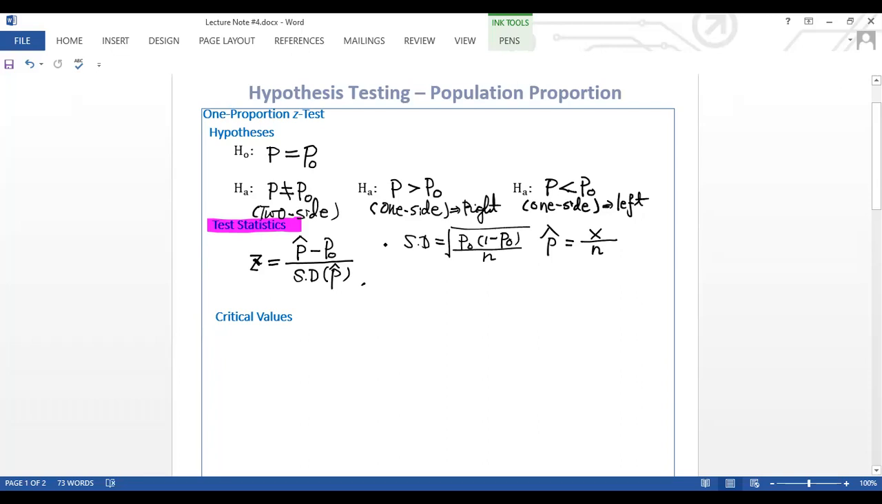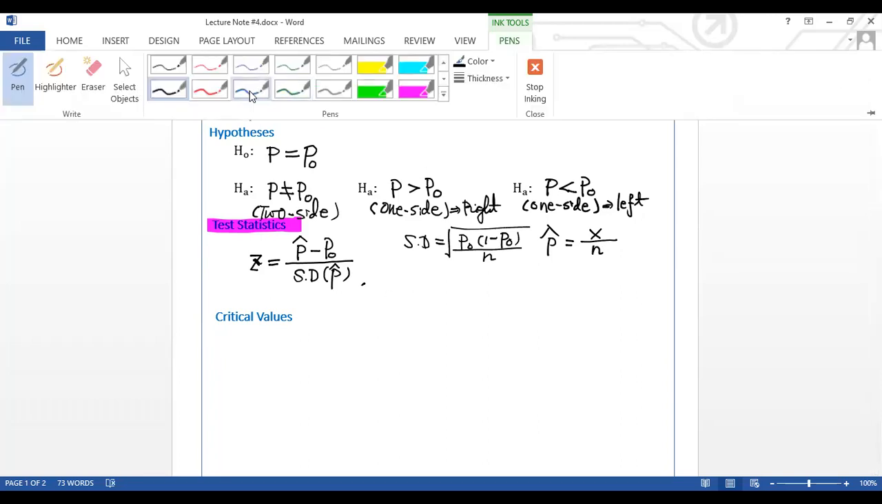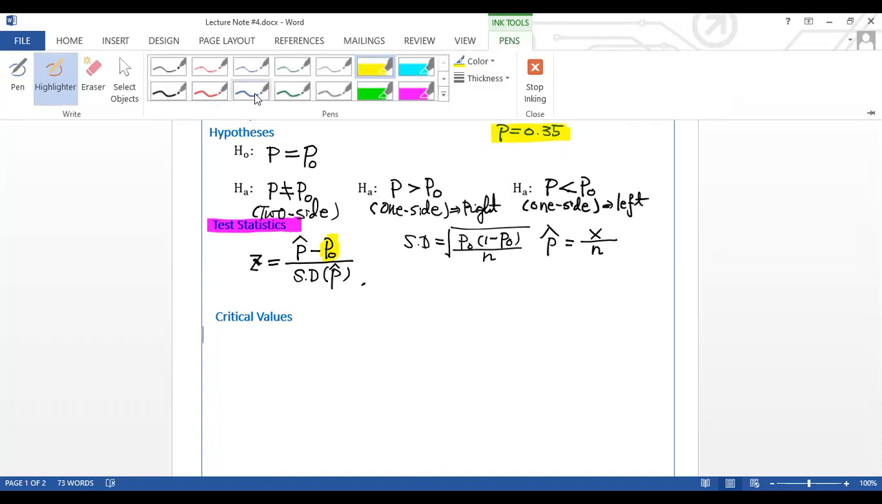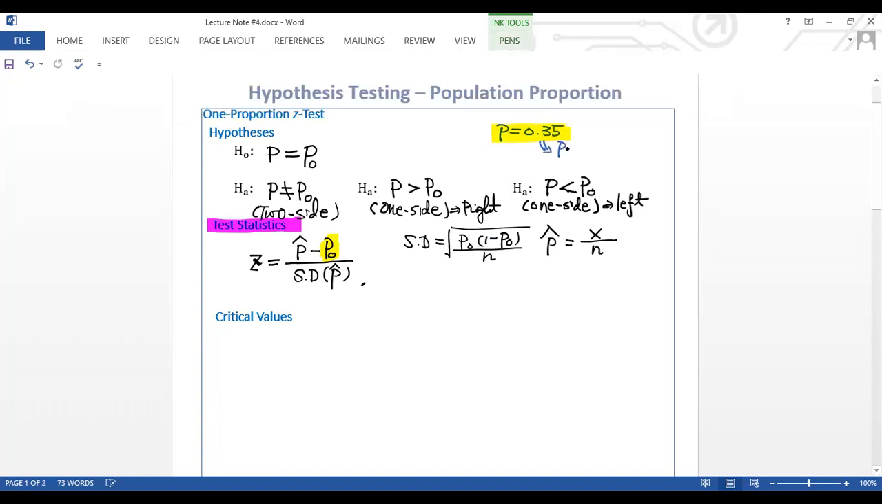Let's take a look at what each number means here. Let's say I'm testing whether 35% of the population are smokers. So I'm testing P equal to 0.35. So this is my P0. And what is the P hat? The P hat is what we call our sample statistic.